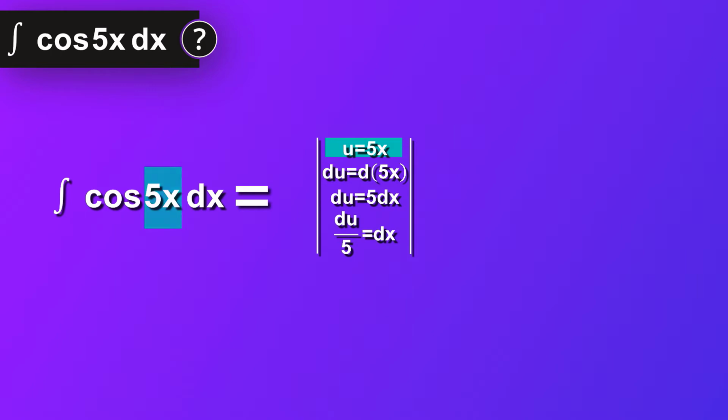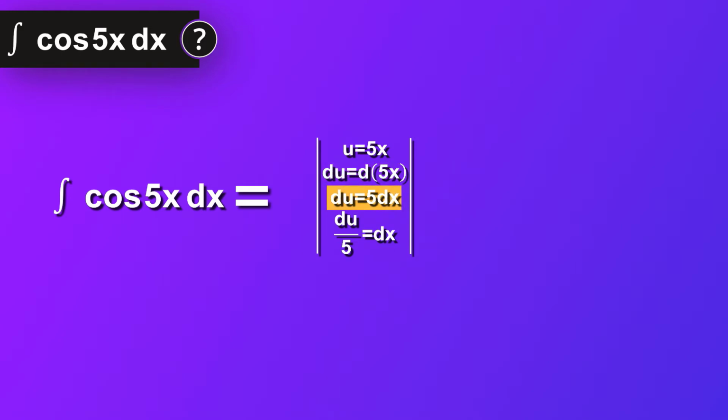We also have to know what the derivative of u is. So, we write the derivative of u equals d of 5x. From the rules that we can apply to derivatives, we know that the derivative of 5 multiplied by x is equal to 5 multiplied by the derivative of x. Thus, we have du equals 5 multiplied by the derivative of x.